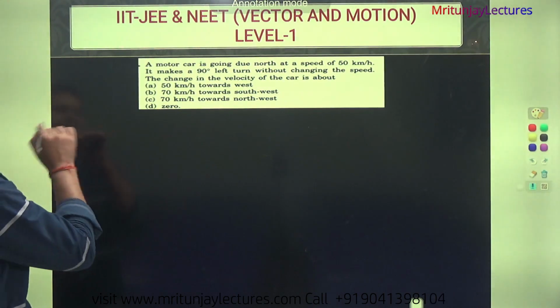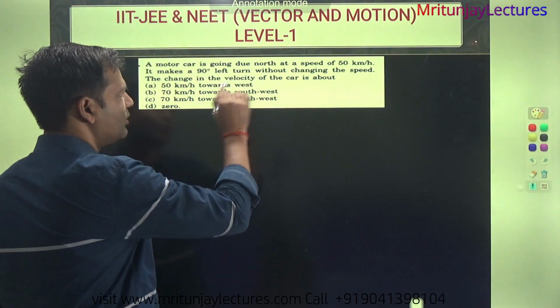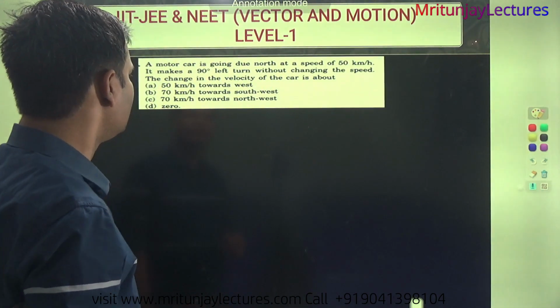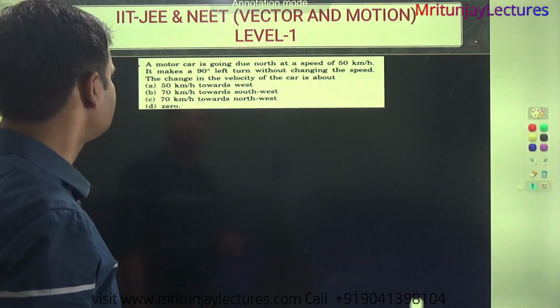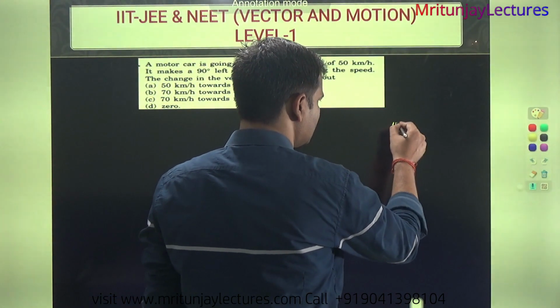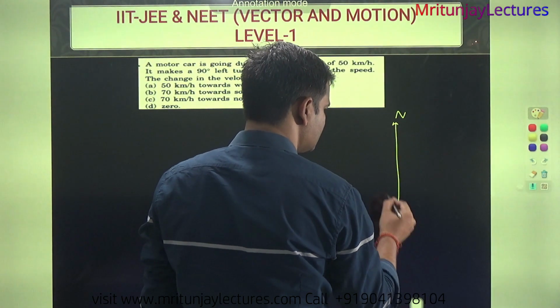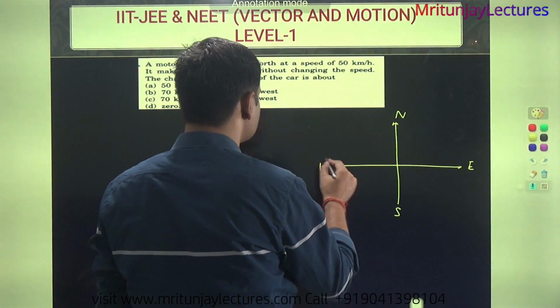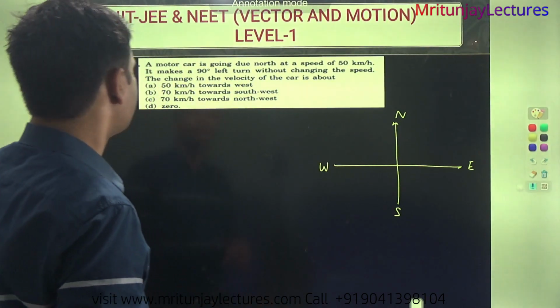Now, corresponding to the question, a motor car is going due north at a speed of 50 km per hour. It makes a 90-degree left turn without changing the speed. First of all, I know that here is north and here south, here east and here west.